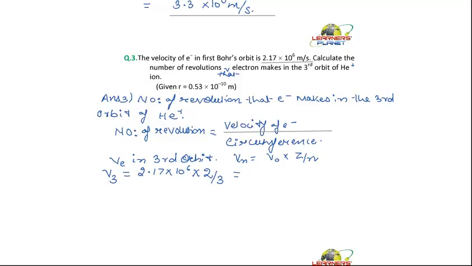Now let's find out the velocity. It is 2.17 into 10 to the power 6 multiplied by 2 divided by 3. So how much we are getting? It is 1.44 into 10 to the power 6 meter per second. So we have got one thing. Now students, this is our first thing over here. Now the second thing, what do we want? We want the circumference. Of what circumference we want? We want the circumference of the third orbit.